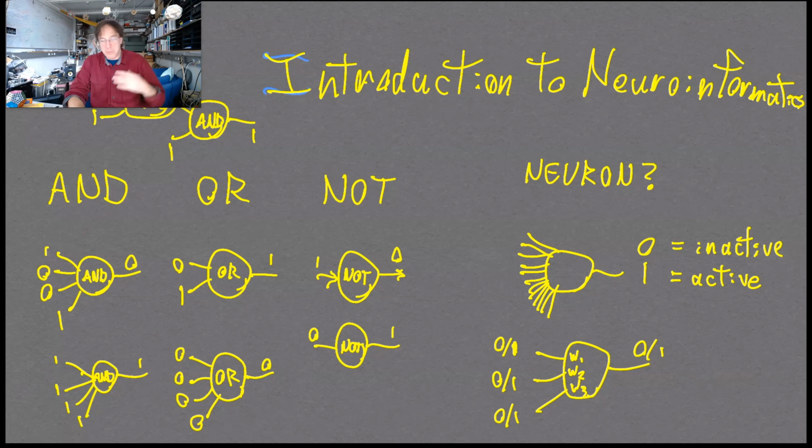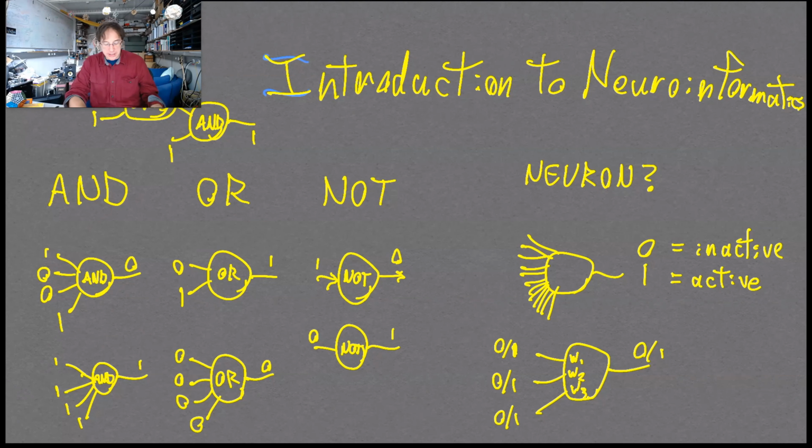So we add up the weights for the active inputs. For example, if this input was active, and this was inactive, and this was active, then our model for the current coming in would be W1 plus W3. And then we want to know, does that exceed the threshold that's required to make a spike? Our leak threshold. So that's another real number that we put into the system.